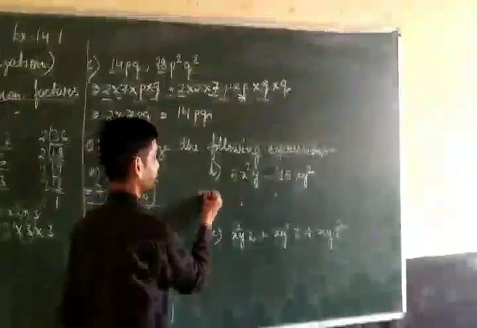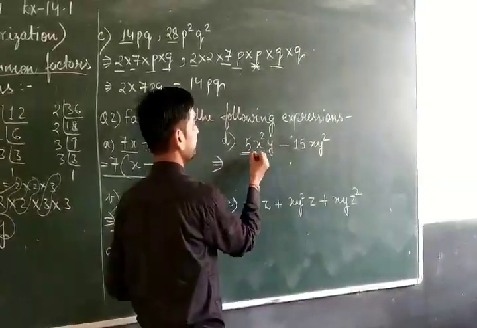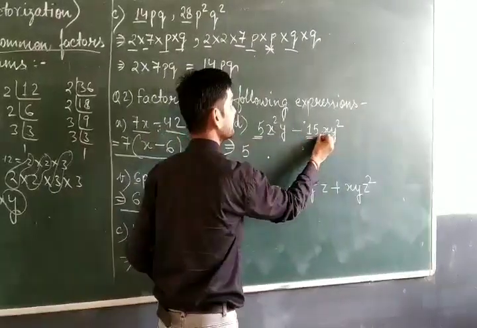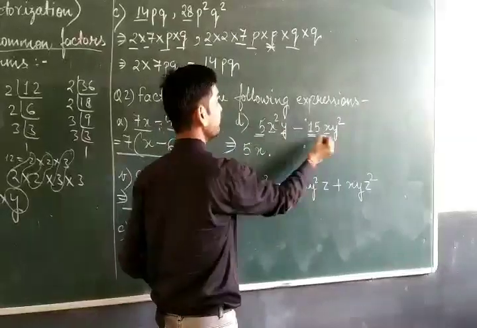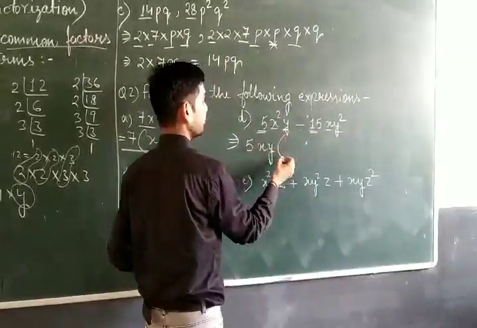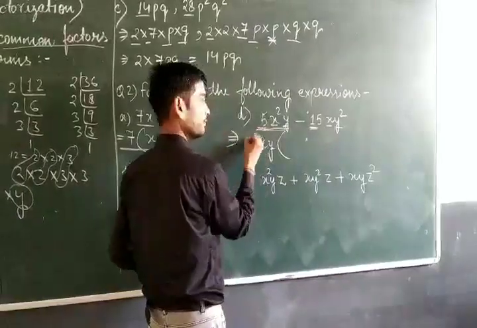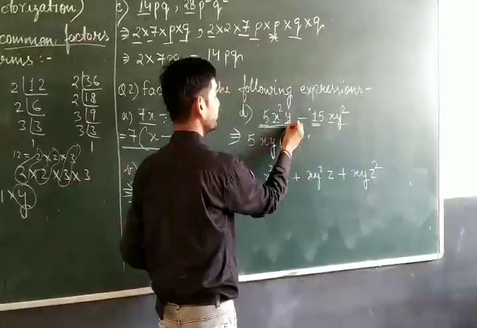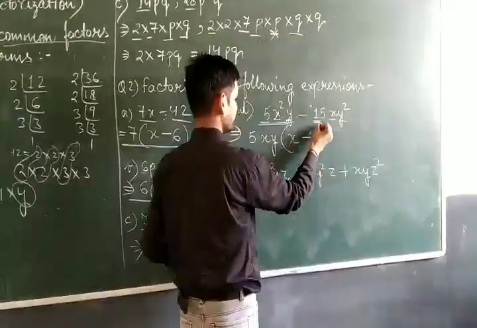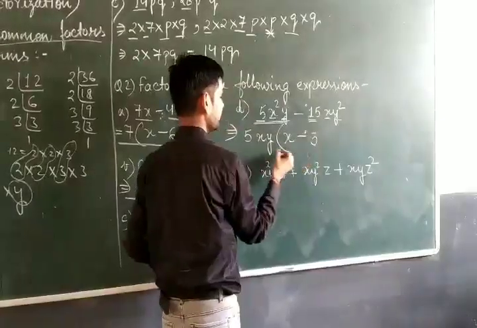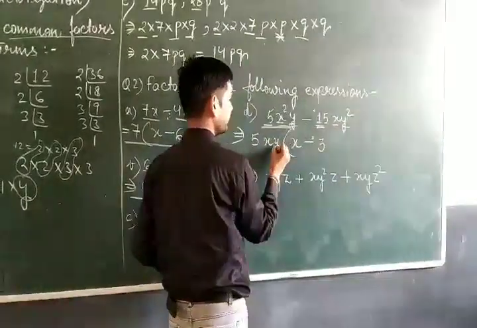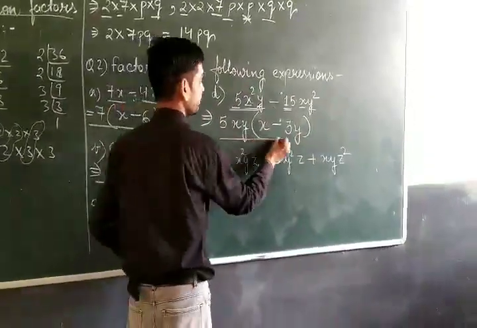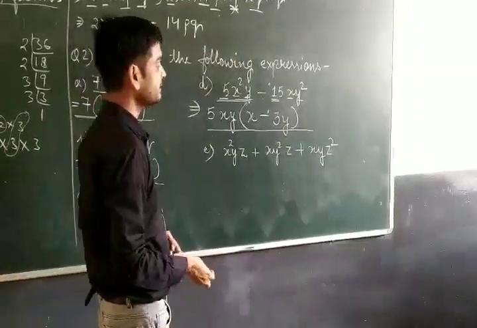Let's see the D. In this question, you can see the digit 5 is here, 15 is here. So 5 will be the common. X square is here and X is here. That means X will be the common. Y is here, Y square is here. That means Y will be the common. So from the first term, 5 we already took. X is here, X square is here. That means X will be remaining from the first term. Then minus sign is here. Similarly, 5 3s are 15. We took X already common, but here is Y, here is Y square. That means Y will be remaining in the bracket. That means the answer of this question will be 5xy bracket x minus 3y.